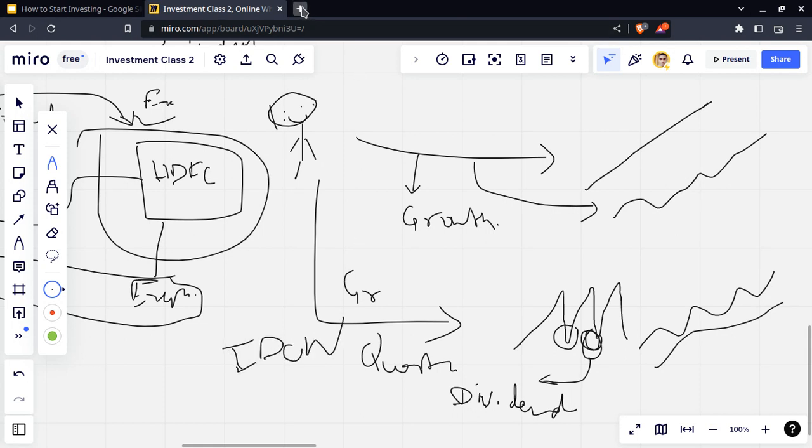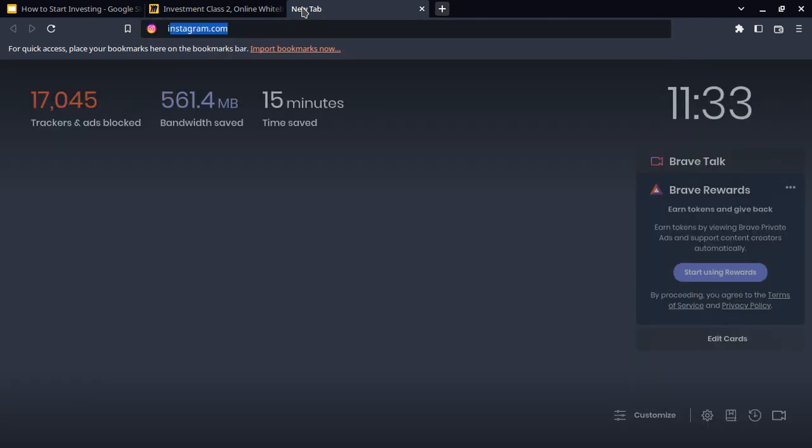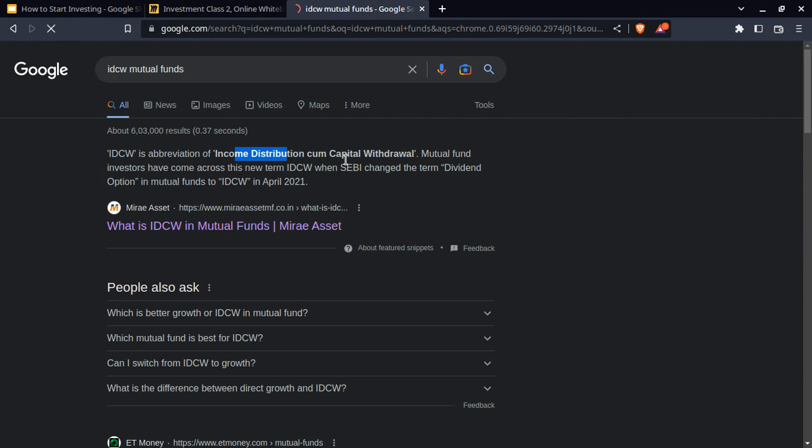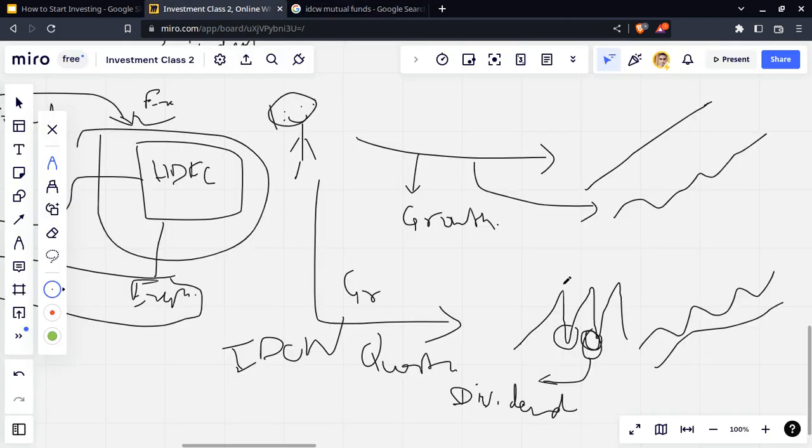I forgot the full form of IDCW, so let us just see. Income distribution cum capital withdrawal. Okay, this income distribution is what they're distributing, and capital withdrawal is when you withdraw the money. So the growth will not be very fast here. So these are IDCW mutual funds or dividend mutual funds. But since here you are not taking out any money, the growth will be very fast. That is why it is known as a growth fund.